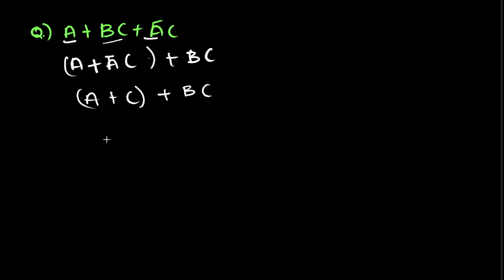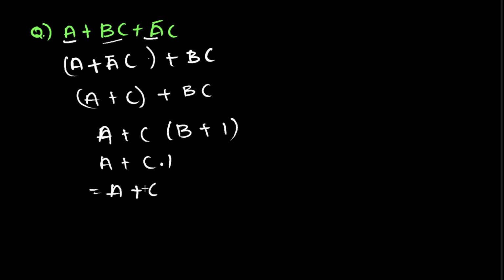So here c is common for me, I will write c of b plus 1. So what will my equation be? C into b plus 1. If I am adding one to anything, it will always be equal to 1. So c into 1, a plus c dot 1, that will be equal to a plus c. So this is how you will solve problems. And let us solve another problem.